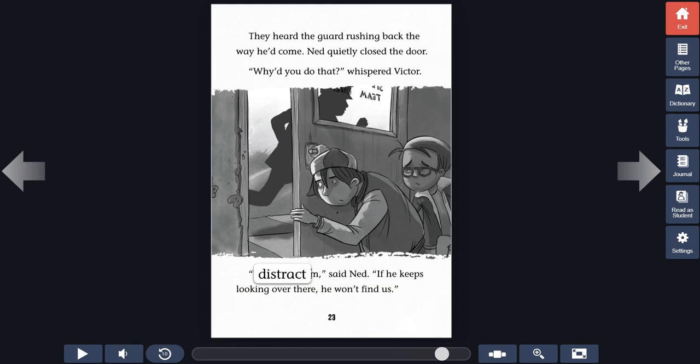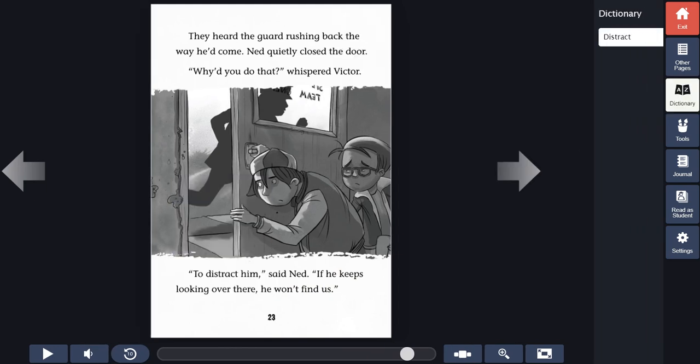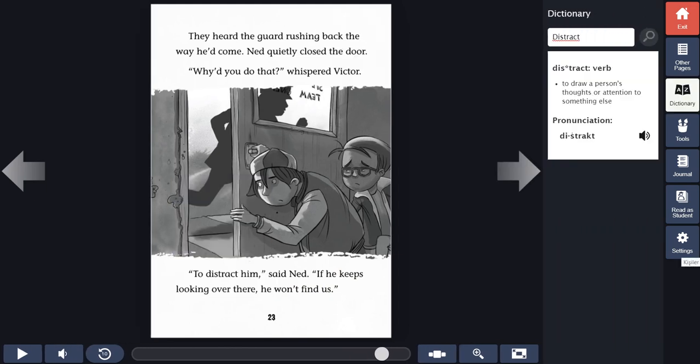So let's check the word distract here. It's quite a good one. To draw a person's thoughts or attention to something else. So in our case here, our guy Ned throws a coin and the guard follows that. So it basically allows them to be hidden in that same location.